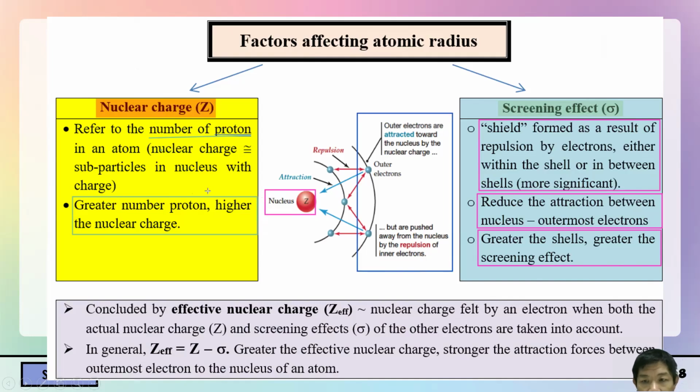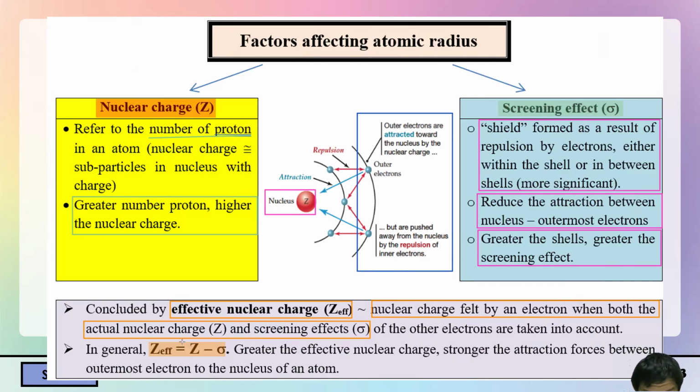Now you already know the two factors that influence the atomic radius. It is then concluded by effective nuclear charge, which is also known as Z effective. It is the nuclear charge felt by an electron when both the actual nuclear charge and the screening effect of the other electrons are taken into account. So in general, effective nuclear charge is equal to nuclear charge minus the screening constant. Of course, this is just a qualitative description to describe how strong the attraction is between the nucleus and the outermost electron.